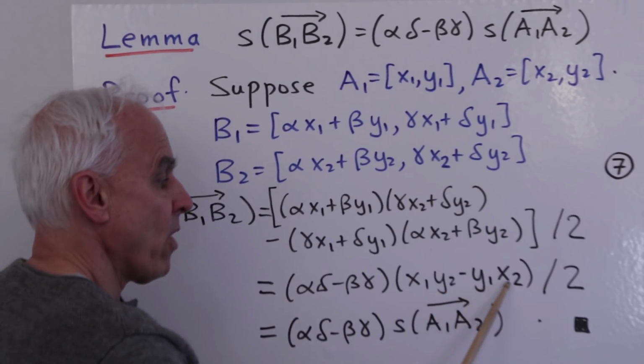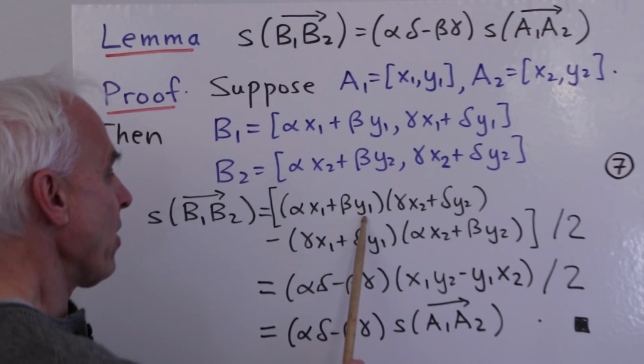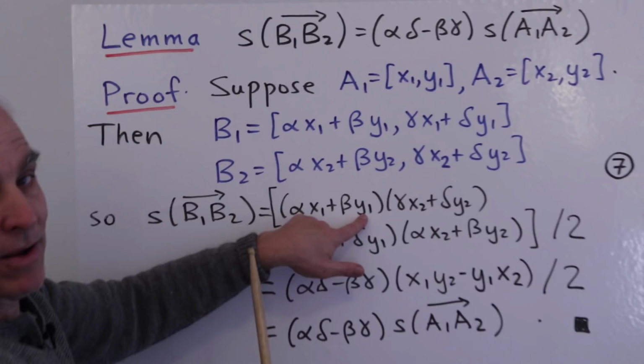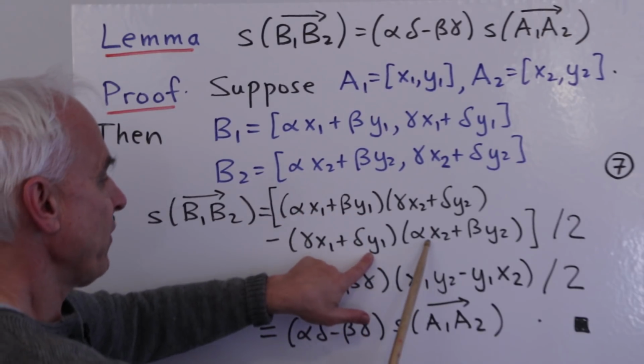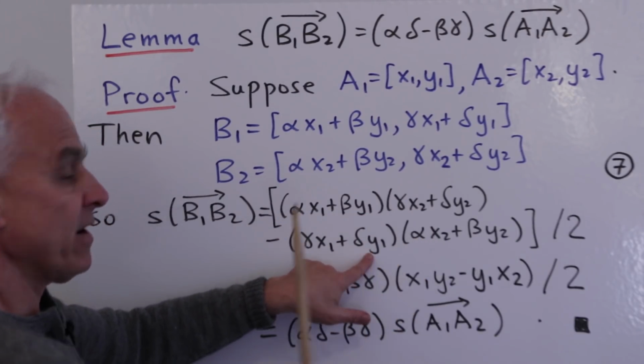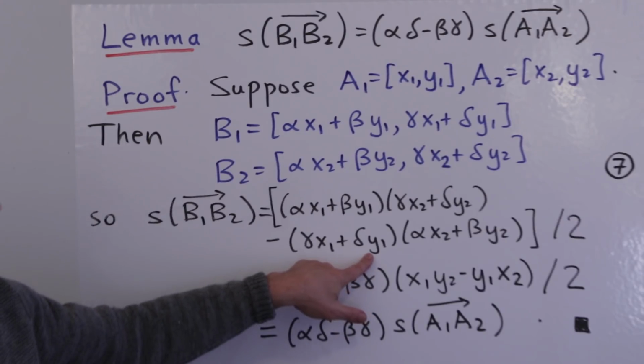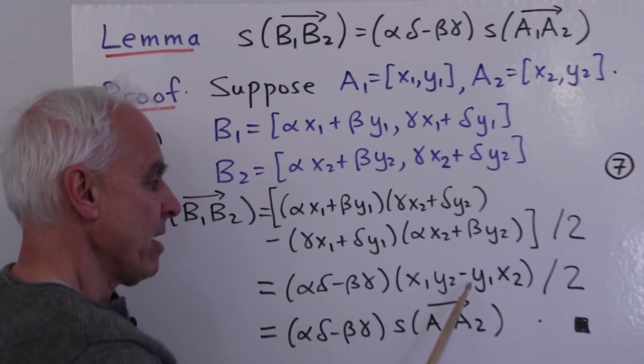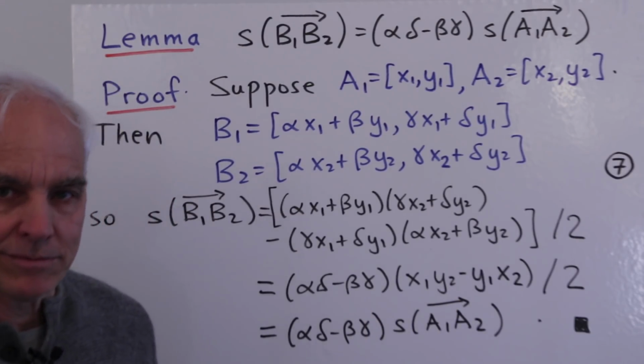And what about the y1, x2 term? That's y1 times x2. So if we multiply y1, x2, there'll be a beta gamma there. And over here, a minus alpha delta. Okay. So altogether, that's the same expression, alpha delta minus beta gamma, but with a minus sign thrown in.